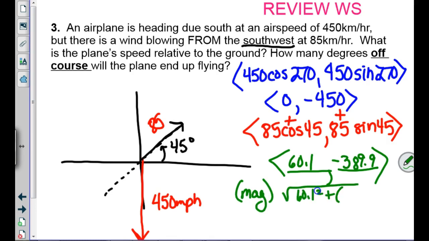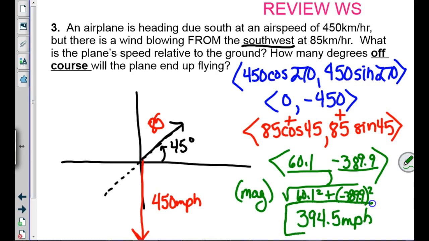60.1 squared plus, I would just leave it positive and then I wouldn't need parentheses, 389.9 squared, square root. I did get 394.5 miles per hour. Does it make sense that the plane is not going 450? Because the wind was blowing pretty hard the other direction, right? Yes.